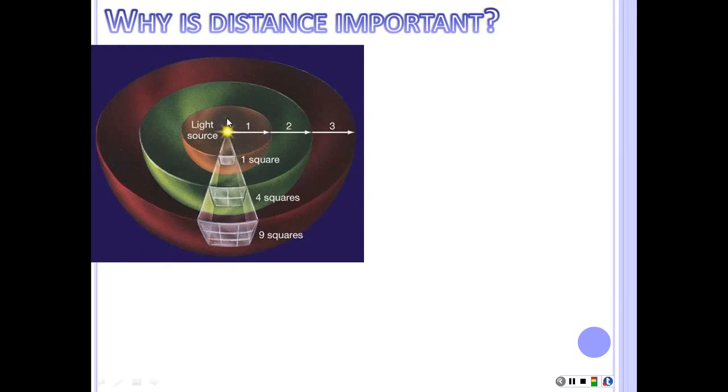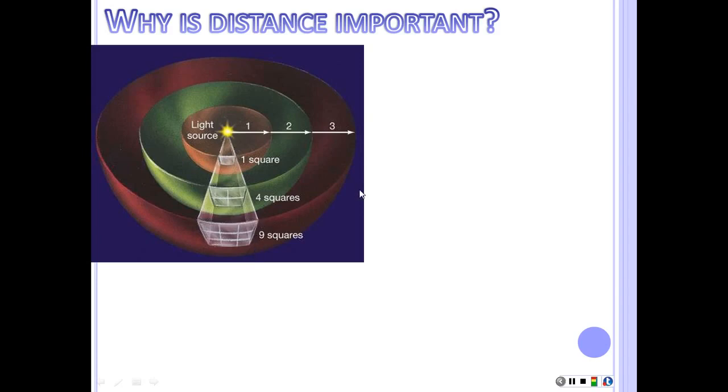Here we have a light source, and if you are 1 radius away, then the amount of light that's coming from the star in this direction is going through this 1 square. But if you're 2 units away, then it's now spread out into 4 squares, and if you're 3 units away, it's spread out into 9 squares.